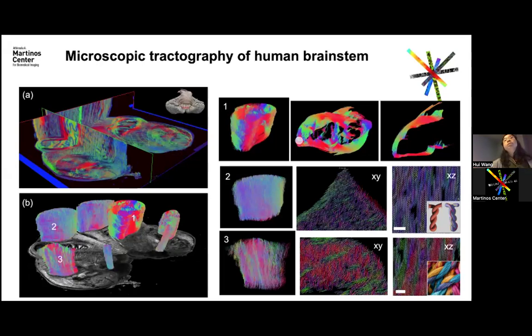One comment actually from the audience. It says there's a very high resolution diffusion MRI in marmosets published, which shows this same pattern in the corticospinal tract. Okay, cool. We'll have to check it out. All right, thanks.